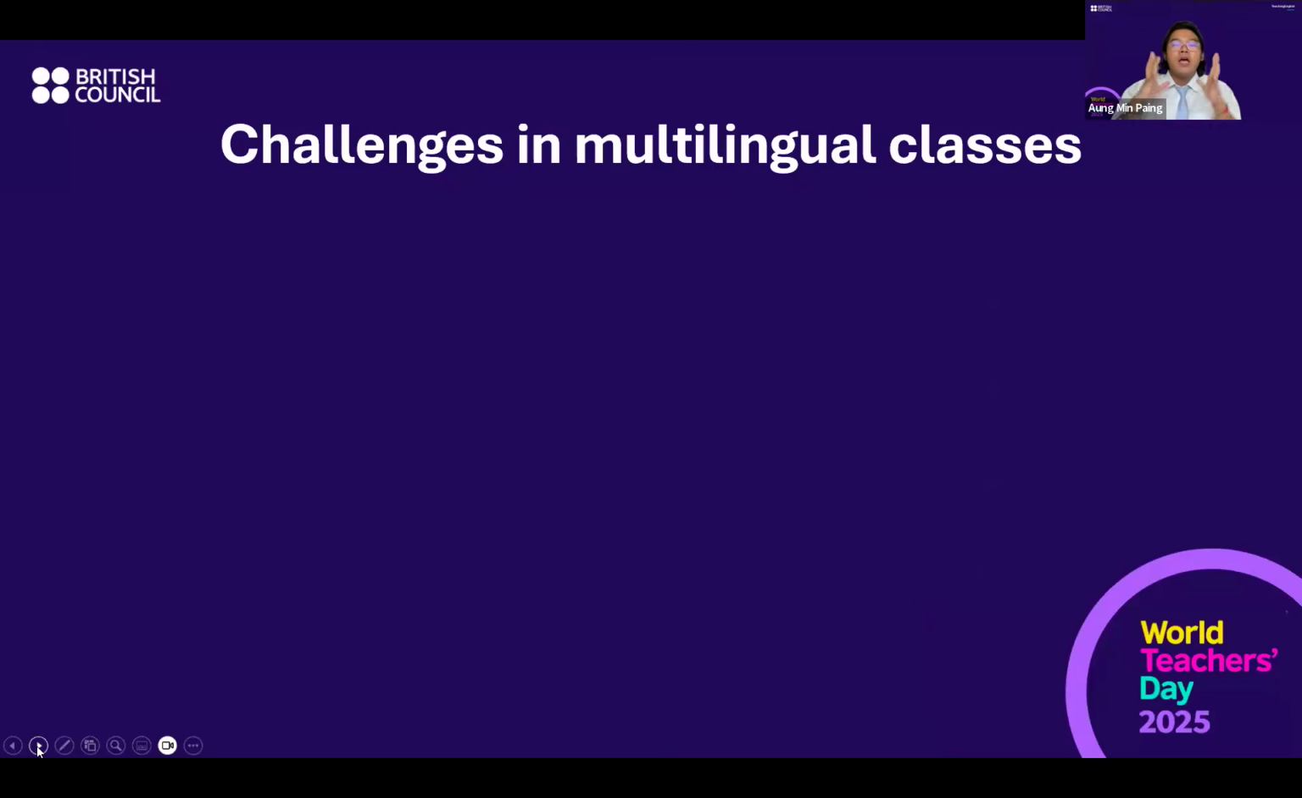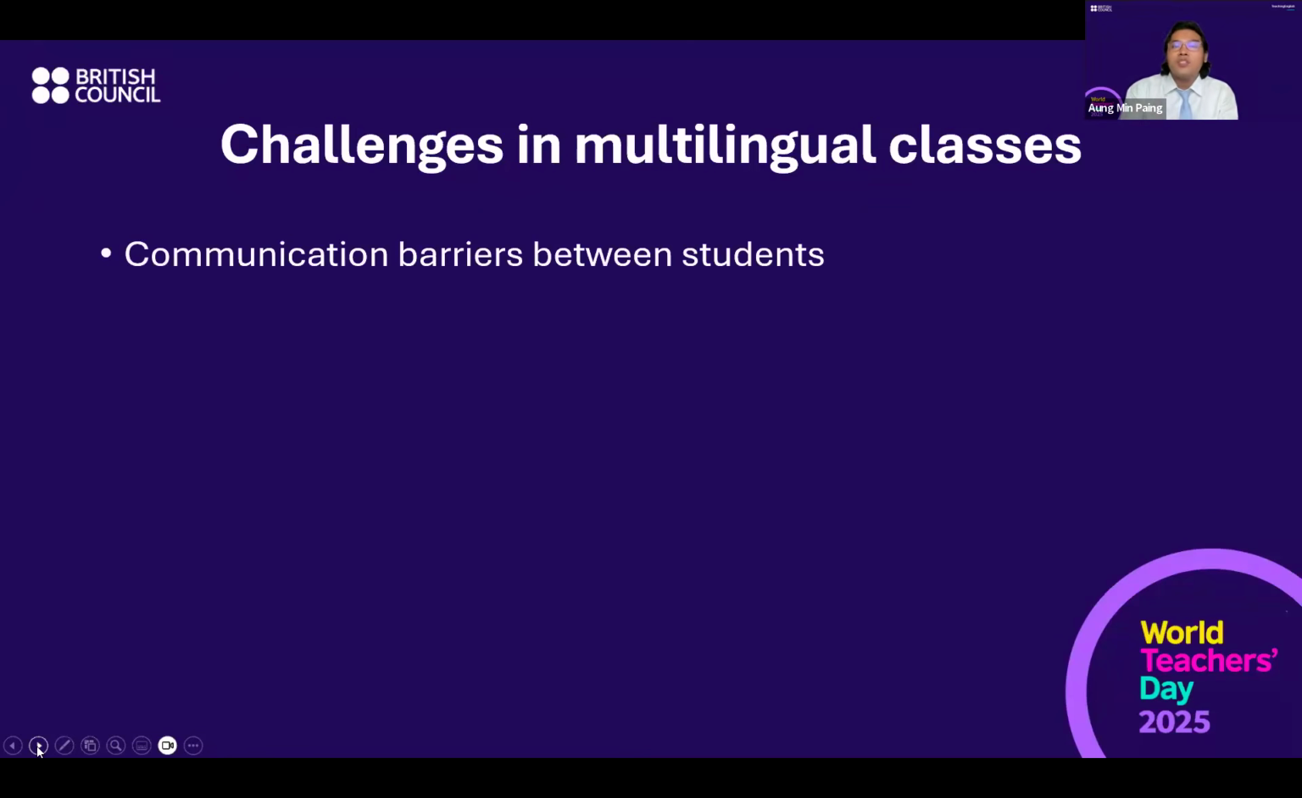So let's see the common challenges that we may face during multilingual classes. Let's see the very first one, which is communication barrier between students. Sometimes their first languages are not the same. At that time, we might face some problems, like one person is talking to another, but they don't understand each other. That could be one kind of communication barrier, especially between the students.